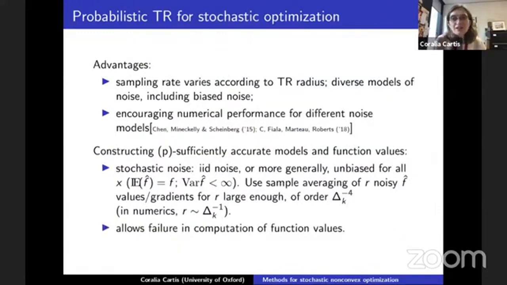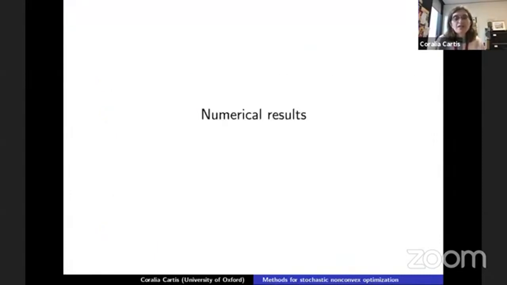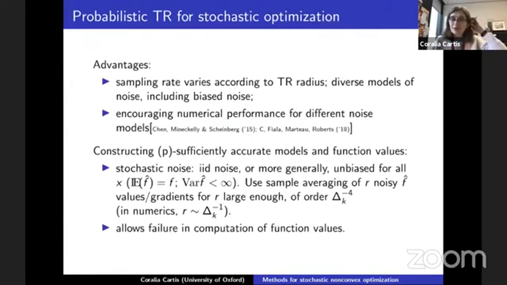So what kind of scenarios does this stochastic framework, stochastic trust region, apply to? Well, it applies to stochastic noise, again, sample averaging of function values and construction of models by averaging of gradients, failure to compute accurate function values frameworks. So is there any advantage in, sorry, let me just kind of conclude on this framework.